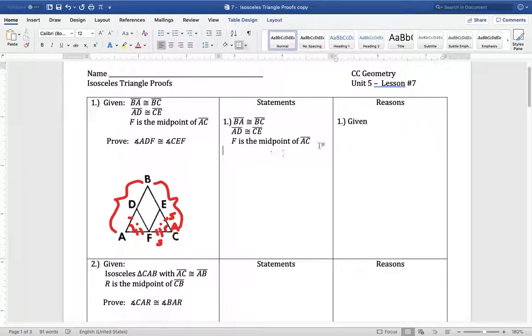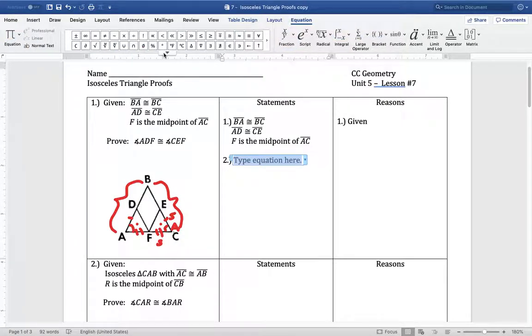All right, step 2 here would be to label anything or write in anything that we labeled that weren't necessarily specific in the givens. For example, we know that AD was congruent to EC, so we don't have to do anything with that. It was just given. But BA congruent to BC, that's going to give us angle A is congruent to angle C. So we have to put that in here.